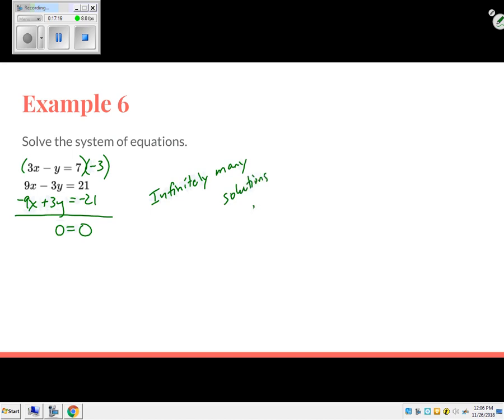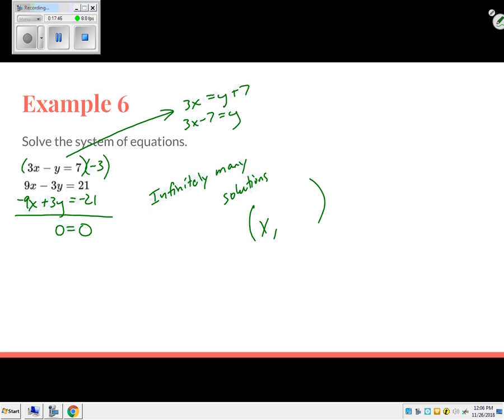Now I want to take this one step further. It is infinitely many solutions, but I want you to tell me what x and y could be. Now x could be anything. Since we're not pinning down a single point, let's just let x be anything. And to find out what y is, if you work this using substitution, I'm just going to go ahead and add y to the other side. 3x equals y plus 7, and then subtract 7. 3x minus 7 equals y.